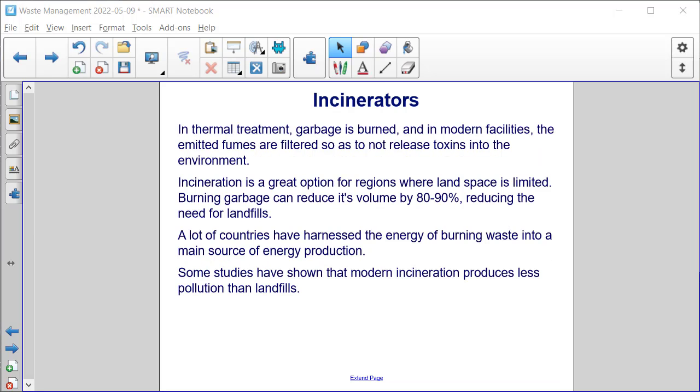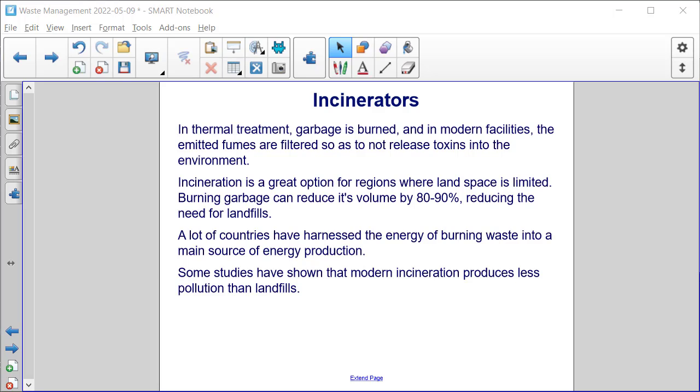Incinerators. In thermal treatment, garbage is burned, and in modern facilities, the emitted fumes are filtered so as to not release toxins into the environment. Incineration is a great option for regions where land space is limited. Burning garbage can reduce its volume by 80 to 90%, reducing the need for landfills. A lot of countries have harnessed the energy of burning waste into a main source of energy production.